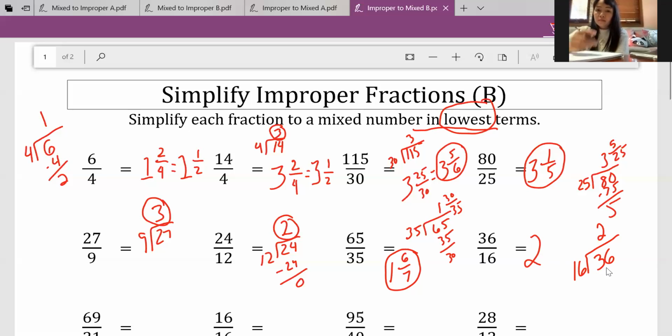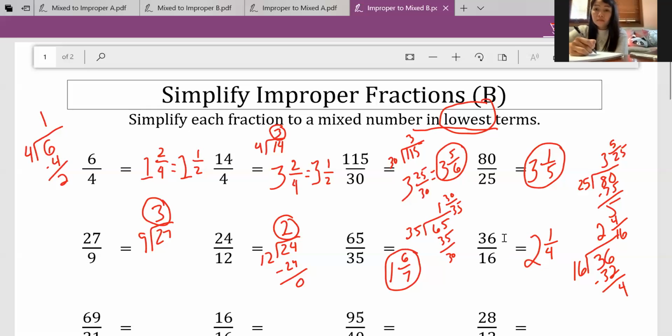2 times 16 is 32. When I subtract, there's a remainder of 4. So 4 becomes the numerator again. I have 2 and 4 over 16. But 4 over 16 can be reduced because they share the common factor of 4. So 4 divided by 4 is 1. 16 divided by 4 is 4. So this would be the reduced mixed number, 2 and 1/4.